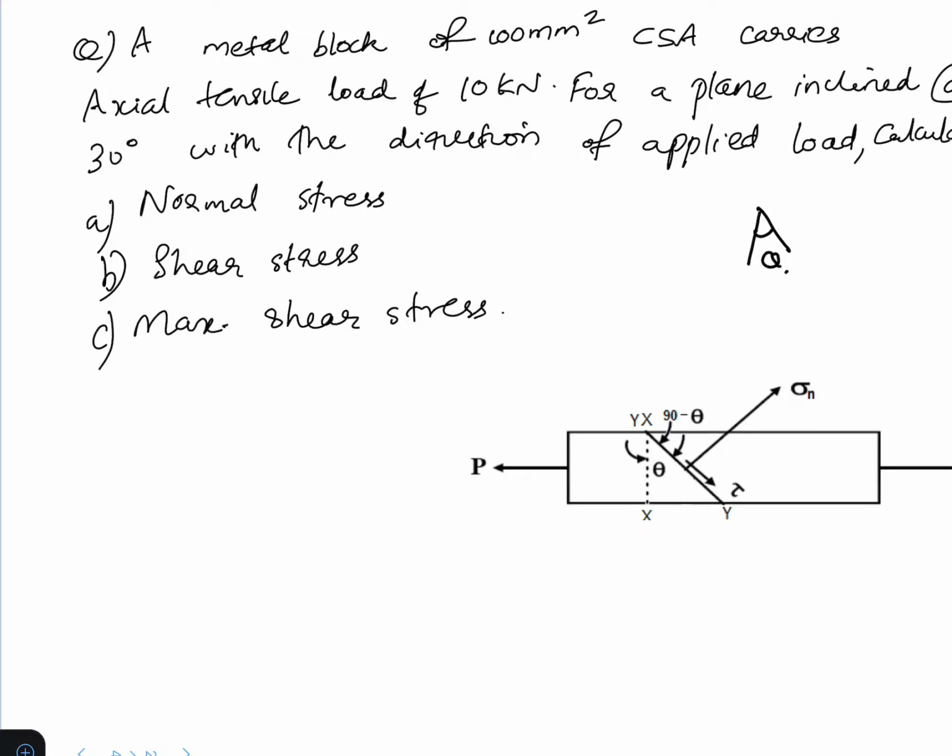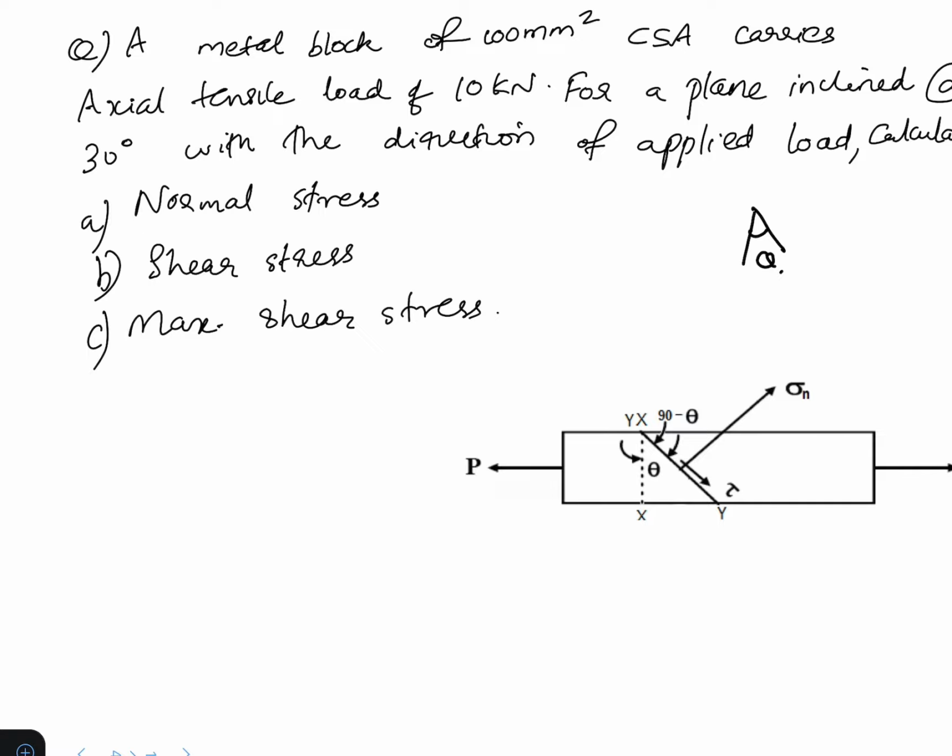A metal block of 100 mm square cross sectional area carries an axial tensile load of 10 kilonewton. This axial load is 10 kilonewton and the cross sectional area is 100 mm square. For a plane inclined at 30 degrees with the direction of applied load, calculate the normal stress, shear stress and maximum shear stress. The direction of applied load is parallel to this one.